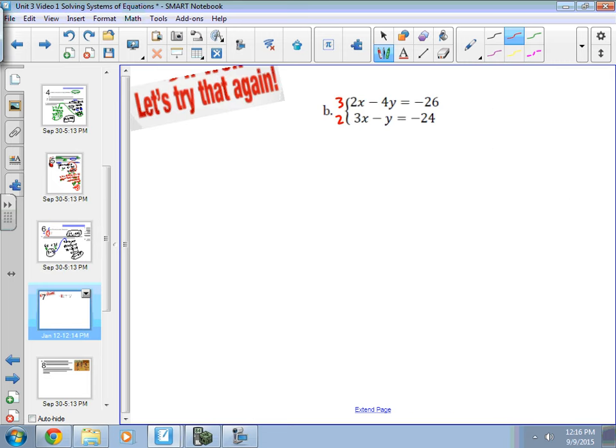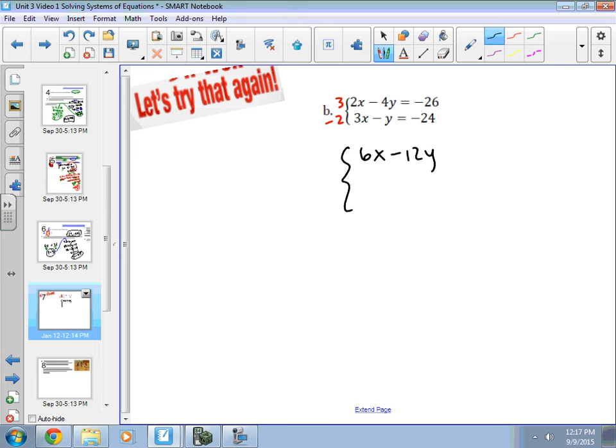So in front of one of these, let's throw a negative sign. And it doesn't matter which one. Let's pick the bottom one. So if we do this multiplication now, we should end up with something canceling out. So in the top one, we'd get 6x. Multiply 3 and negative 4, you're going to get negative 12y.